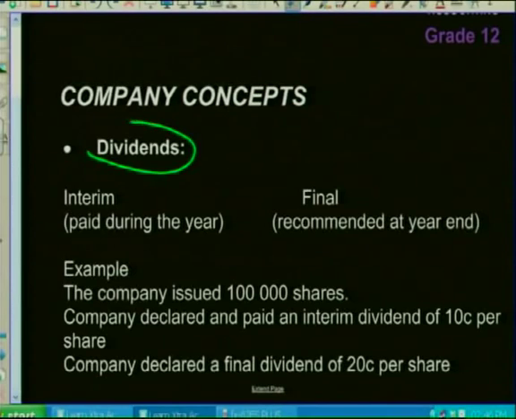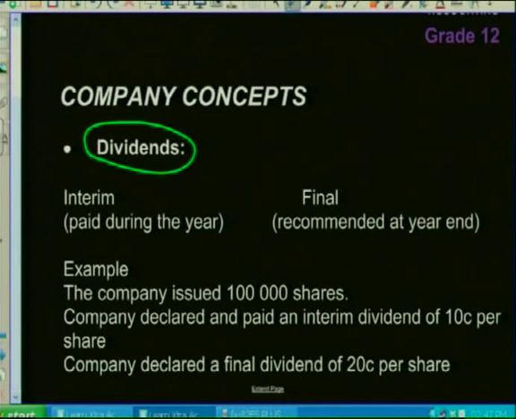Right, I want to move on now to the next concept in terms of companies, and this is the concept of dividends. Again, taking you back to my explanation right at the beginning, we calculated our profit. A certain part of the profit has gone to SARS, the taxman. Now, what about the owners? What about giving them dividends, a share of the profit? So the concept of dividends, you are going to come across interim dividends as well as final dividends. Let's start by looking at interim.